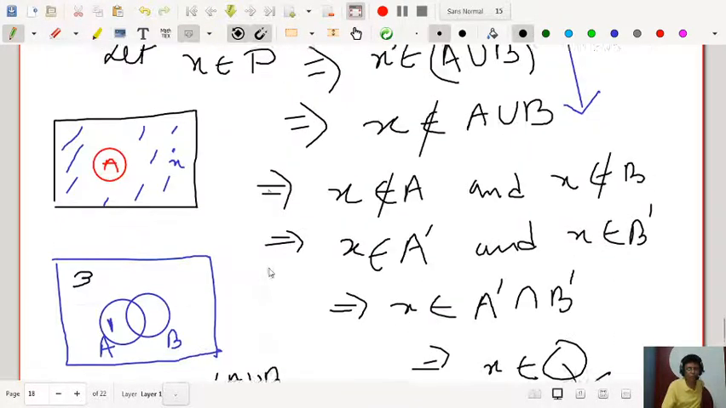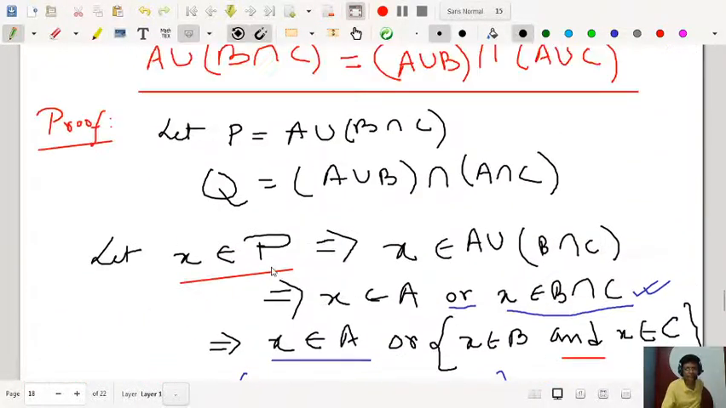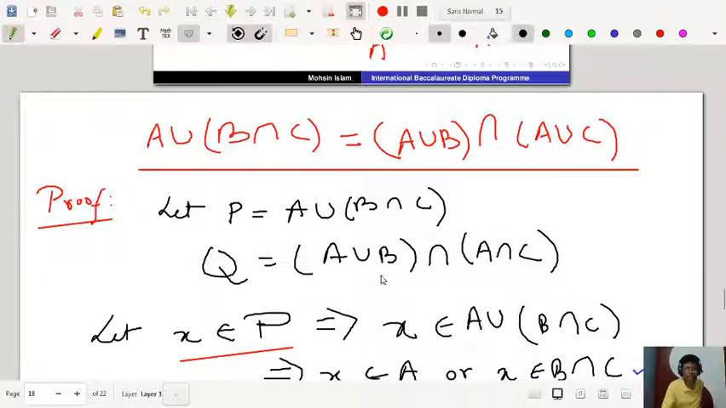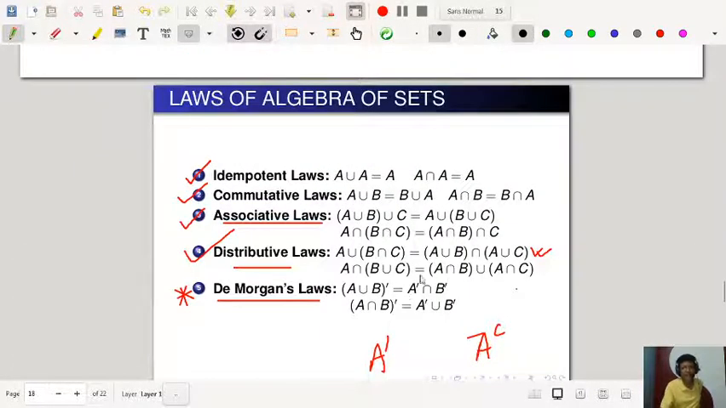Okay. Is it okay, Ismail? Yeah. It's alright. Yeah. So these laws are like that. You can try at your home associative laws, distributive laws, De Morgan's law.